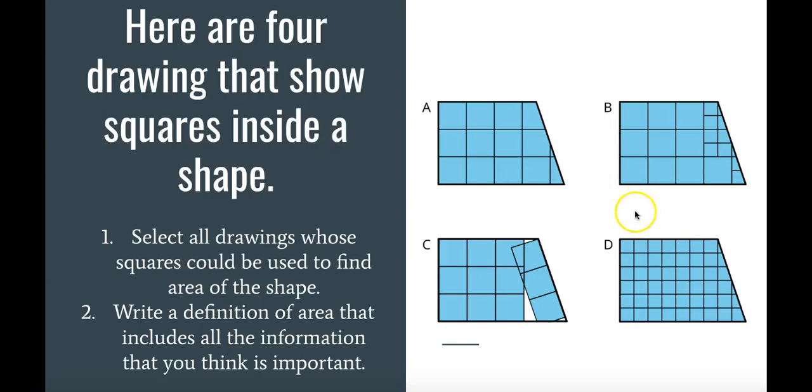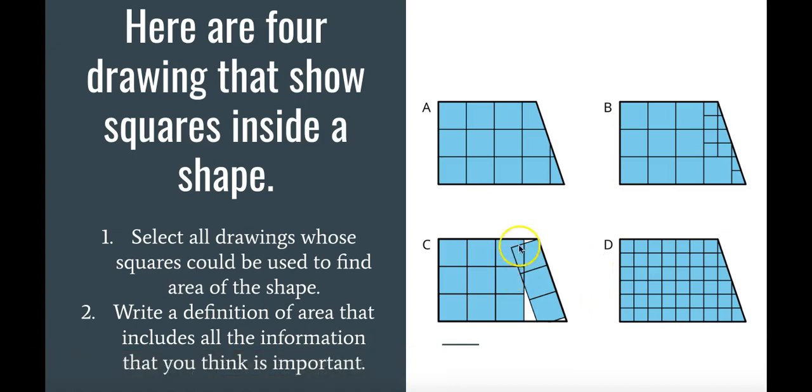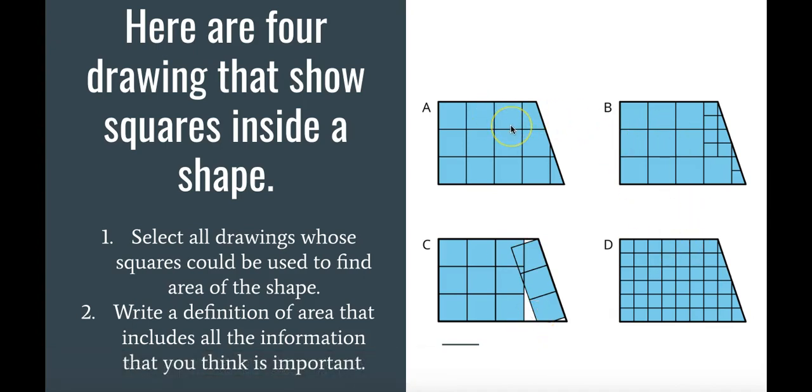4 different drawings here. Which of these 4 do you think would be the best for us to figure out the area with it? Yeah, I think of all of these, I think C is definitely the worst one of them because you've got overlapping here, you got gaps, that makes it hard to figure out. The other ones I think you could figure out the area without too many problems.